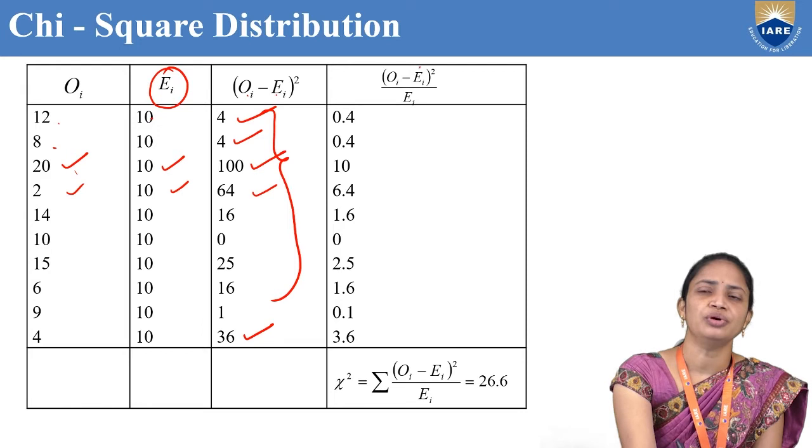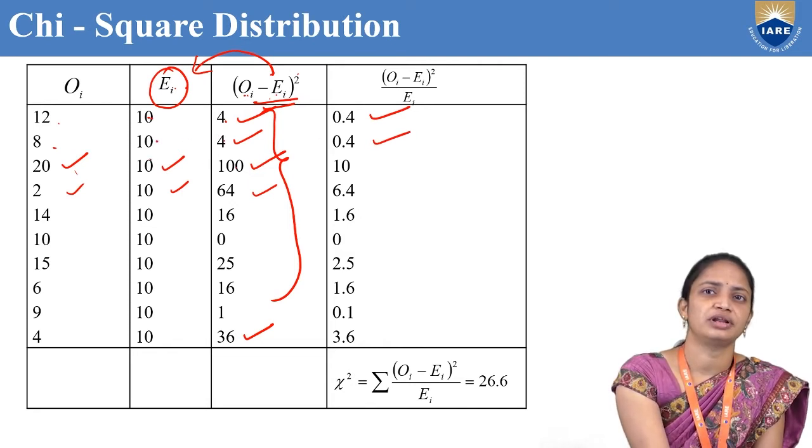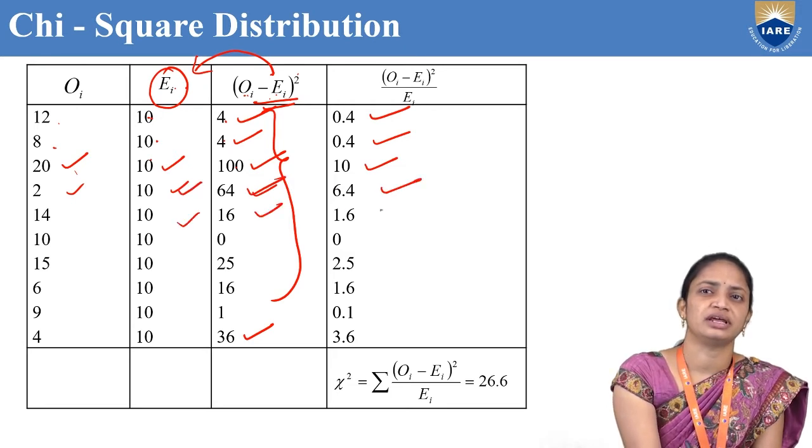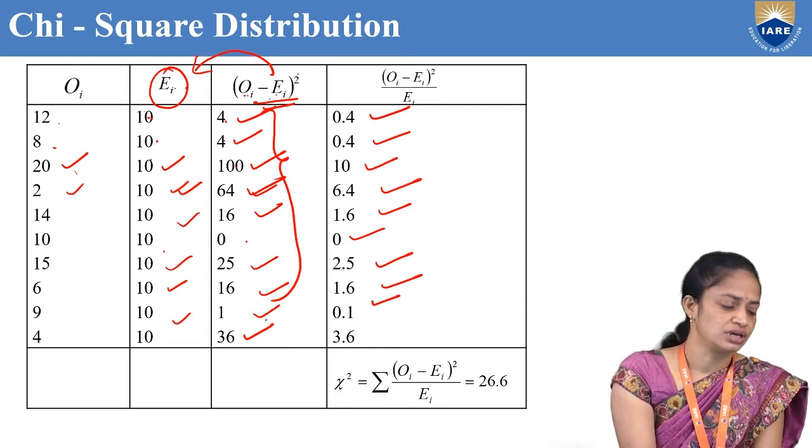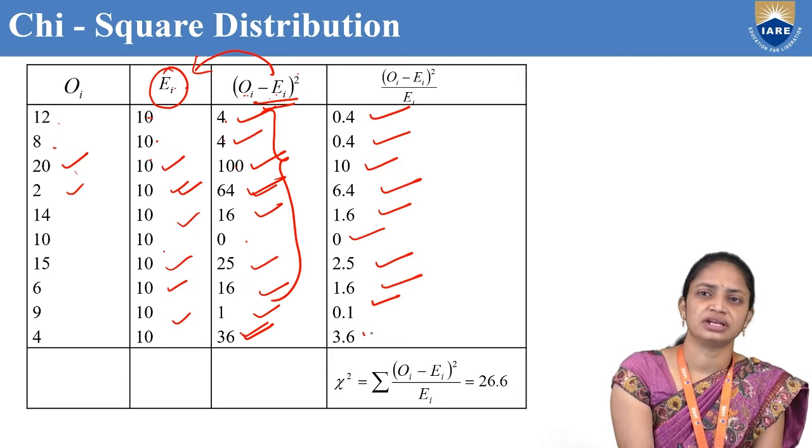Next, coming to (OI minus EI) whole square by EI, that means this square divided by EI. So 4 divided by 10 is 0.4. 4 divided by 10 is 0.4. 100 divided by 10 is 10. 64 divided by 10 is 6.4. 16 divided by 10 is 1.6. 0 divided by 10 is 0. 25 divided by 10 is 2.5. 16 divided by 10 is 1.6. 1 divided by 10 is 0.1. Next, 36 divided by 10 is 3.6.